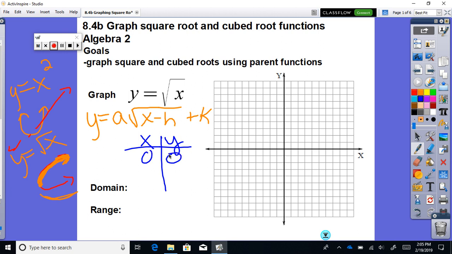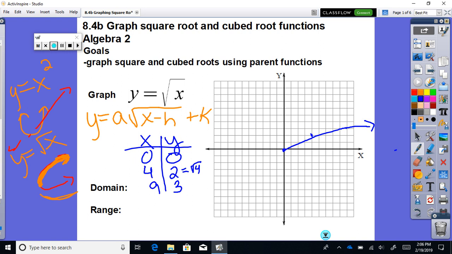The square root of 0 is 0. Then maybe I'd pick 4, because the square root of 4 is 2. So I'm doing the square root of 4 to get 2 here. Then maybe 9. The square root of 9 is 3. And then that should be enough. So then I can graph that I have (0, 0), (4, 2), and (9, 3). And then it's going to continue infinitely in that same pattern.